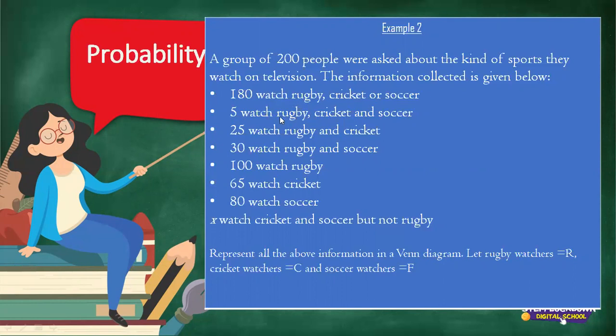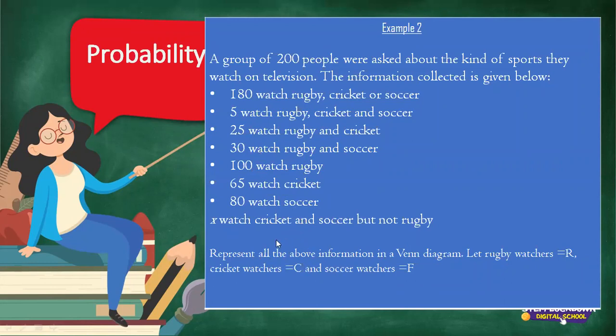But 5 watch rugby, cricket, and soccer, meaning 5 is the intersection of the 3 sports. 25 watch rugby and cricket, so 25 will be between rugby and cricket. 30 watch rugby and soccer. 100 watch rugby. 25 watch cricket. 80 watch soccer. X watch cricket and soccer, but not rugby.